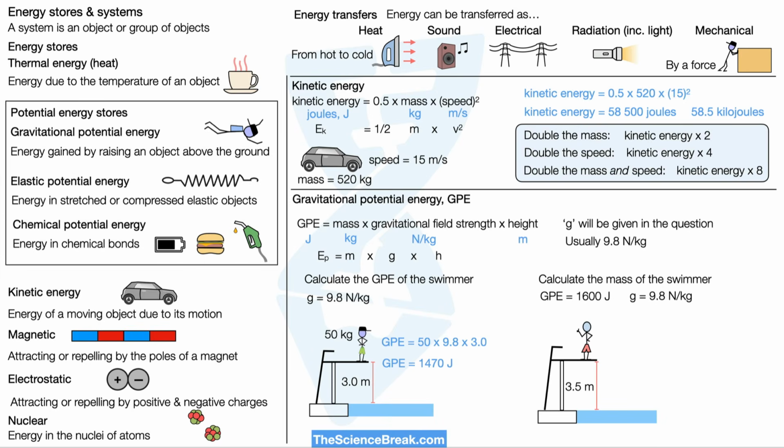The height of the swimmer above the water is 3.5 meters this time, and we would do this by substituting in the values into the equation. 1600 equals mass times 9.8 times 3.5. Rearranging the equation will give us 1600 over 9.8 times 3.5. Important to put that in brackets. That will give us the mass, and if we put that into our calculator correctly, we'll get a mass of 46.6 kilograms for that one. So that's gravitational potential energy and a couple of examples.